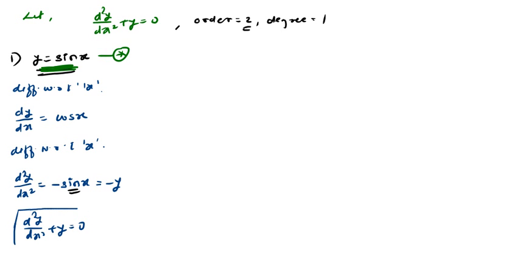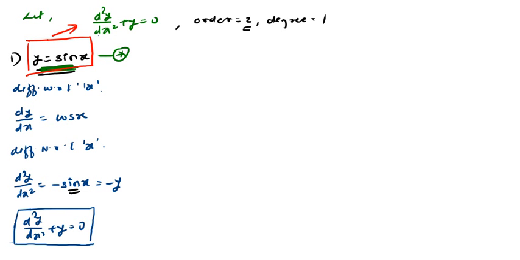So d2y by dx square plus y is equal to 0. From the function y equal to sin x, what did I get? I got the differential equation, this differential equation. This means this function y equal to sin x is the solution of the given differential equation. I hope it is clear now. What I am trying to tell you is that I took one function y equal to sin x, and by differentiating it 2 times I got this differential equation. This means y equal to sin x is the solution of this given differential equation.